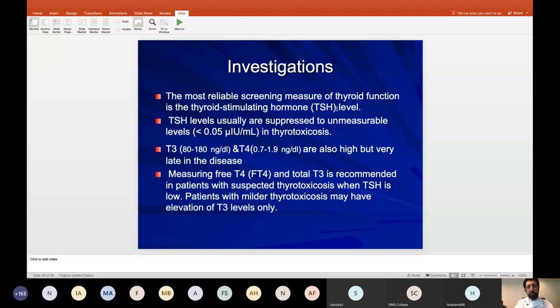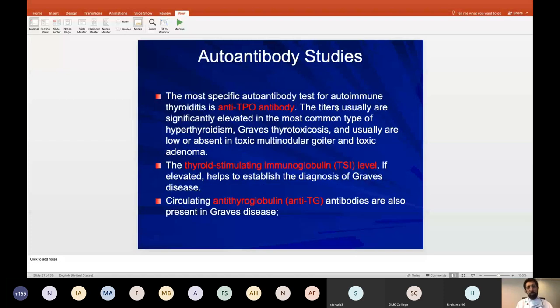But apart from that, just a few words about the autoantibody status. You must know that Graves' disease is usually an autoimmune disorder. And as I told you, certain thyroid-stimulating hormone receptor antibodies are there. And the commonest antibody which is there is known as anti-thyroid peroxidase antibody. This is the most specific autoantibody test for autoimmune thyroiditis. The titers are usually significantly elevated in the most common type of hyperthyroidism, Graves' disease, and usually are lower in toxic multinodular goiter and toxic adenoma.